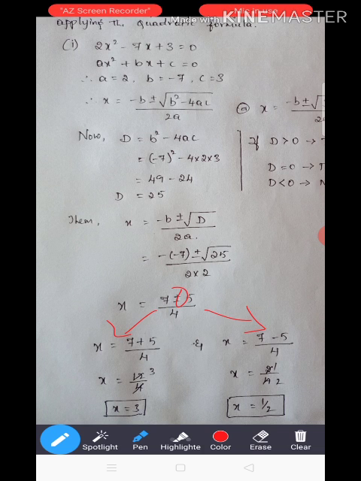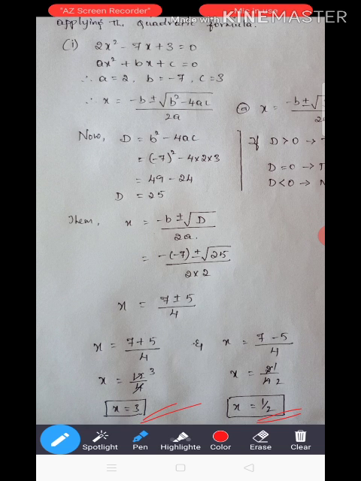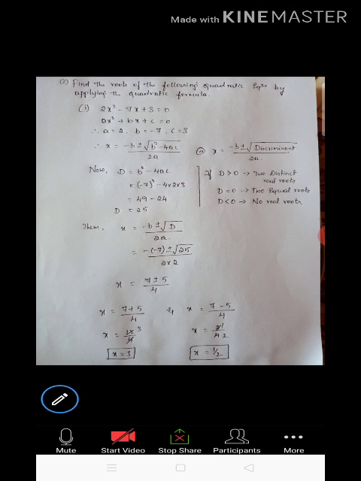Now separate the plus and minus. Here it is 7 plus 5 and 7 minus 5. 7 plus 5 divided by 4: 7 plus 5 is 12, divided by 4, 4 3s are 12, so x equals 3. And 7 minus 5 divided by 4: 7 minus 5 is 2, divided by 4, so x equals 1 by 2. Here we got the roots as x equals 3 and x equals 1 by 2. As we already know, we must get two distinct, different roots, and now we got two distinct roots. So this is how we solve problems by using the quadratic formula. Thank you.